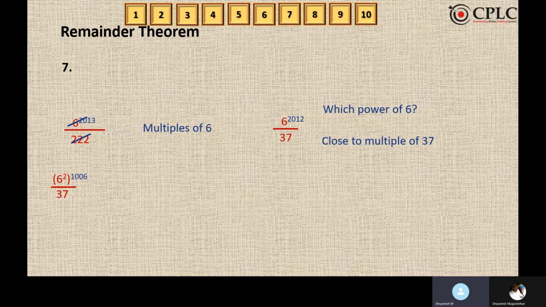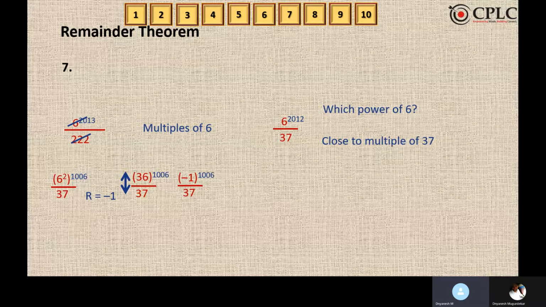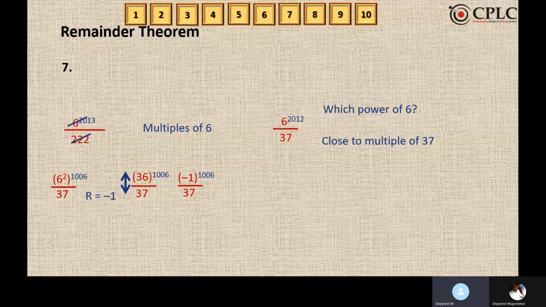So the question becomes, replace the number by the remainder. It becomes minus 1 raised to 1006 divided by 37. Even power. Minus 1 raised to an even power, what you get is plus 1 as the answer. And 1 when divided by 37, you will get the remainder as plus 1.